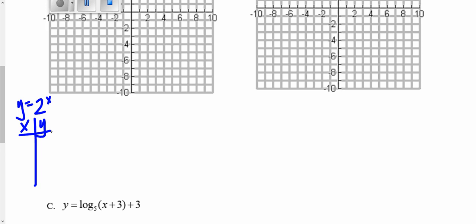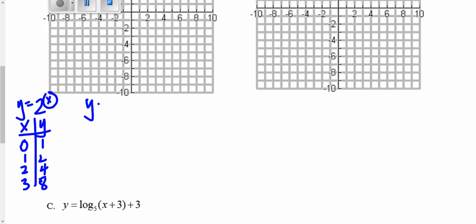This would be growth, so I'm going to pick 0, 1, 2, 3. If it was decay, I would pick negative numbers. Then plugging in the 0 for the x up here, 2 to the 0 is 1, 2 to the first is 2, 2 squared is 4, 2 to the third is 8.